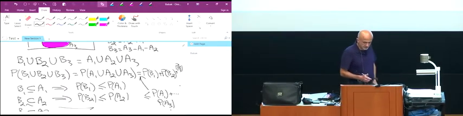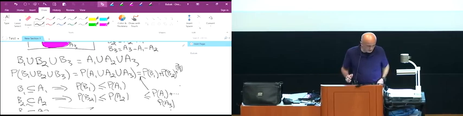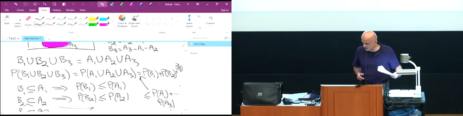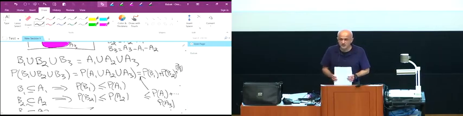Unfortunately, we didn't get to the example. I'll do it next time. But you'll see plenty in discussion. So that's essentially the union bound, and it's got some interesting applications.